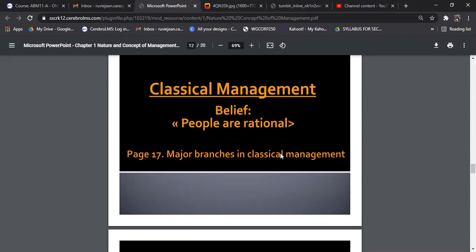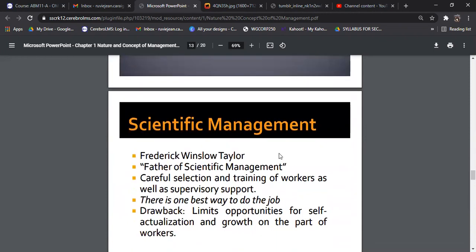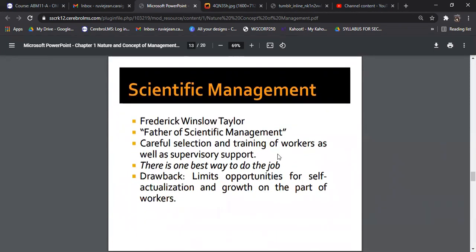So the first classical management theory is scientific management. This management theory was introduced by Mr. Frederick Winslow Taylor, the father of scientific management. He said that for a company to have an efficient and effective flow, there should be a careful selection. So even at the hiring stage, we check whether the applicants are a good fit for us. So careful selection, and there's also a need for proper training for workers.